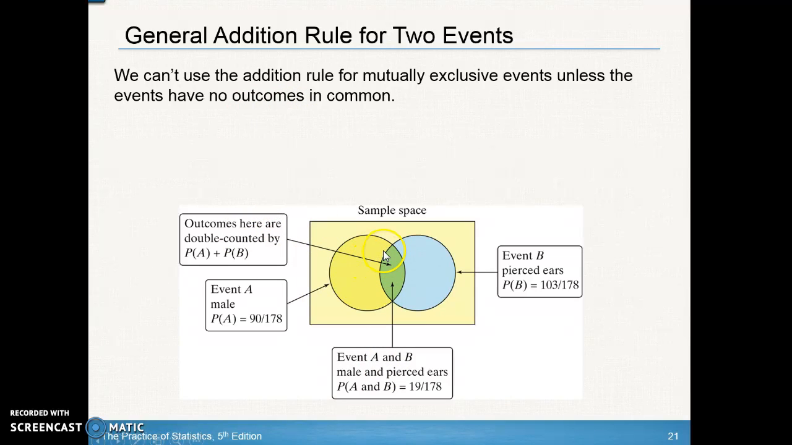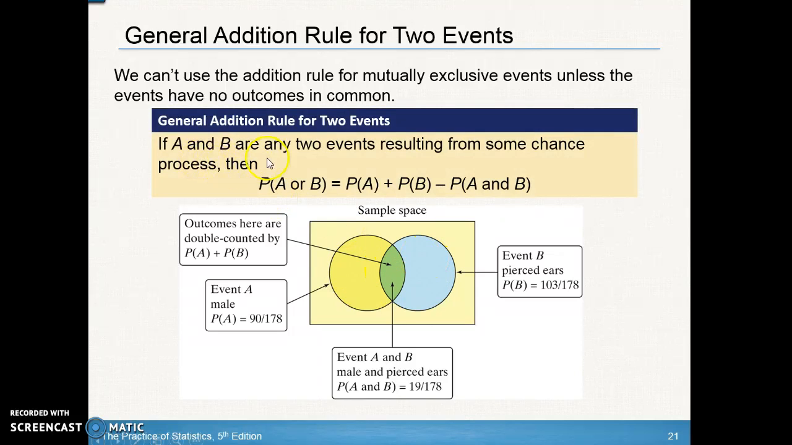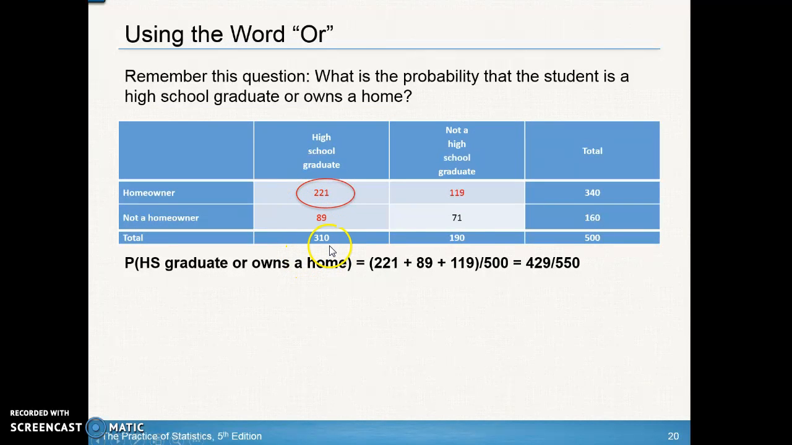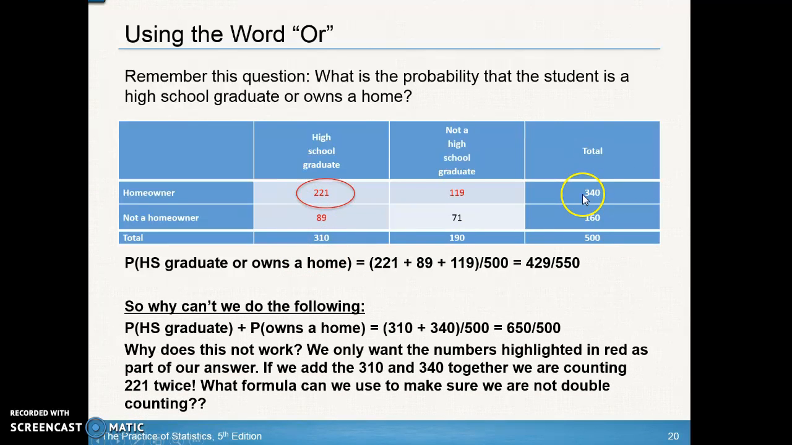So think about the sample space here. So this maybe is homeowners graduating from high school. This green area is counted in the yellow and it's counted in the blue. So if A and B are two events resulting from some chance process, the probability of A or B is the probability of A occurring plus the probability of B occurring minus the probability of A and B. So that's like adding this 310 plus the 340, but since this is counted twice, it's now subtracting it one time. We're subtracting the intersection, which then gives us just the three probabilities that we have here.